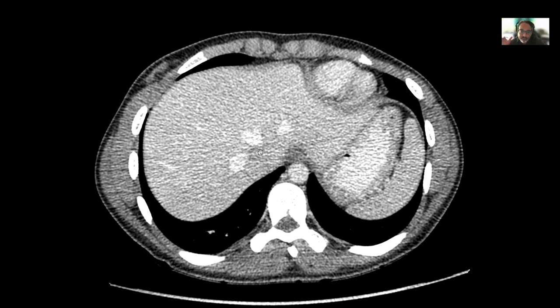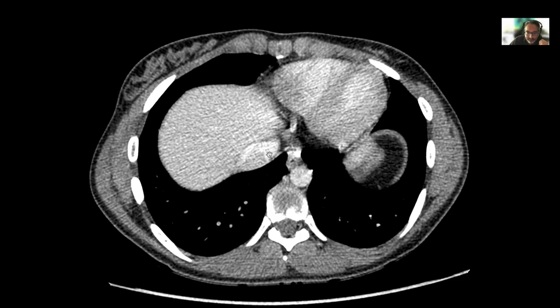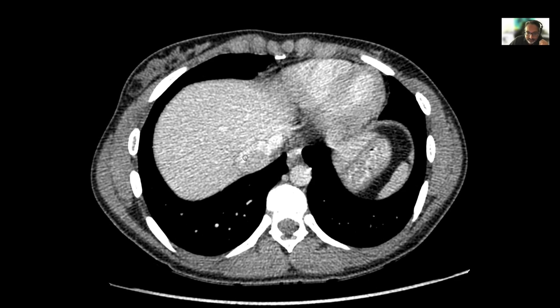If you go through my lecture on the liver, gallbladder, and pancreas, there you'll see the difference between the portal vein and the hepatic veins, and it'll explain that to you. So here is the IVC, and here are the hepatic veins. You keep going up, you can see the hepatic veins drain into the IVC.